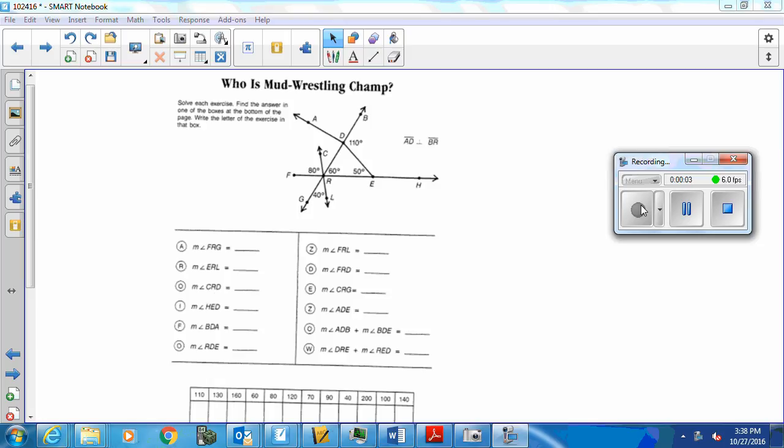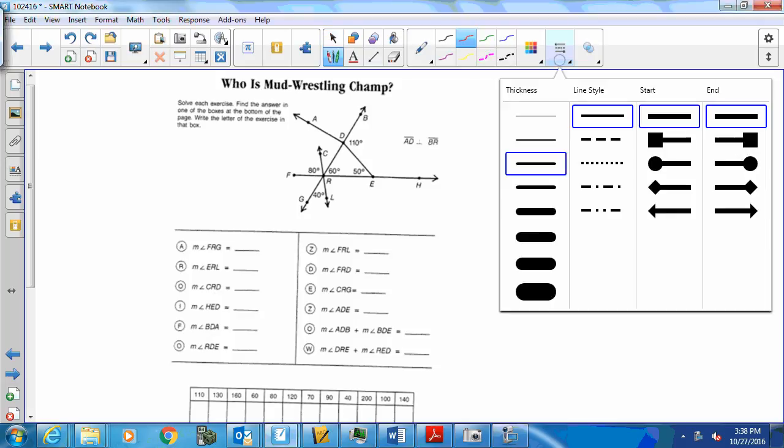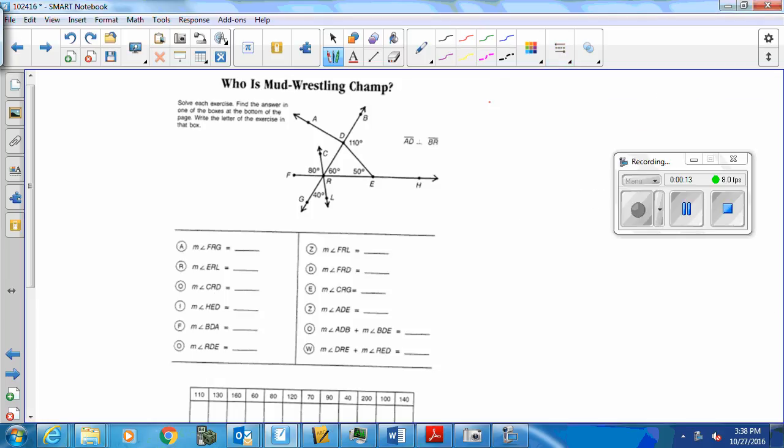All right, we're going to take a look at some of the homework problems. Looking at our homework, the first page, what that means is AD is perpendicular to BR. So let's use that first, AD and BR perpendicular. That means that these are right angles, right? Those are right angles, so that's 90 degrees, okay? And the other one's 90 degrees also.